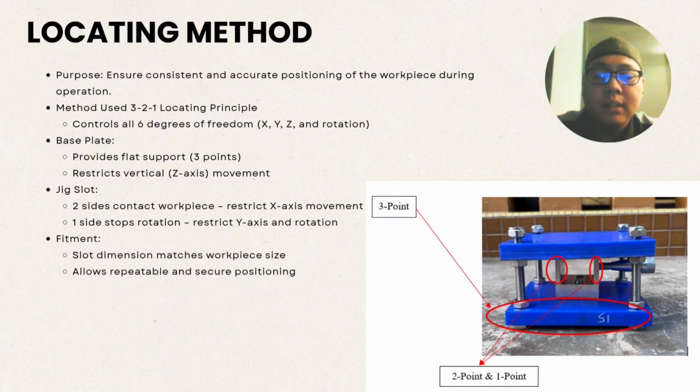This gives us the 3-point support, and the jig slot in the center is used to control the horizontal position. Two sides of the slot restrict movement along the x-axis, and one end of the slot blocks the y-axis and prevents rotation. This setup locks all 6 degrees of freedom, meaning the part cannot move or shift during operation. Since the slot is sized to match the workpiece, it ensures precise and repeatable placement every time without adjustment.